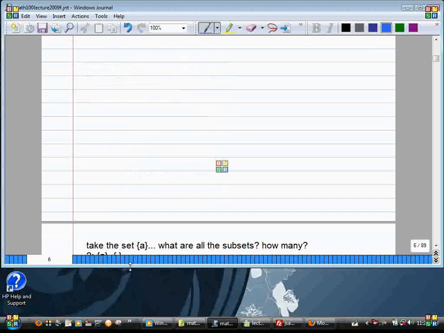Oh yeah, the empty set is like the universe, right? It's like the opposite of the universe. It's like the black hole in the middle of the universe.